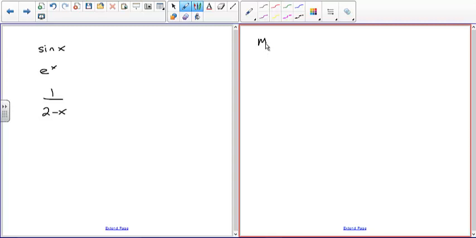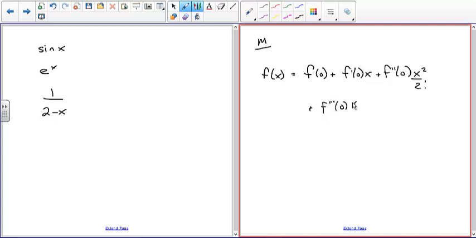So this is Maclaurin. If you use a Maclaurin polynomial, it's p of x, but for a Maclaurin infinite series, it's equal to f of 0 plus f prime of 0 times x plus f double prime of 0 times x squared over 2 factorial plus f triple prime of 0 times x cubed over 3 factorial plus so forth and so on.